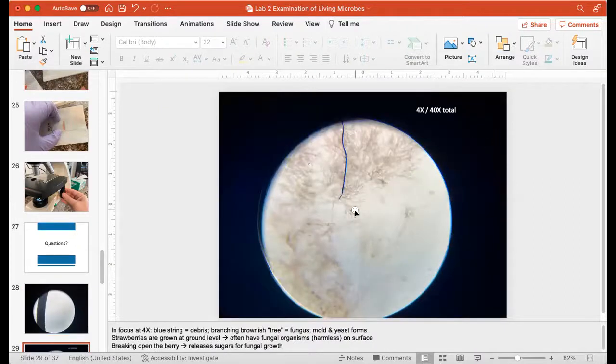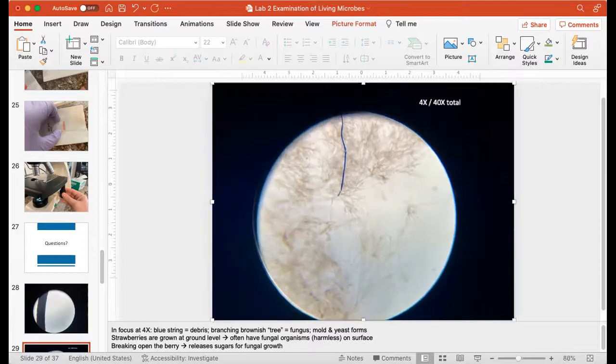So here's our specimen. We are under a 4x lens, a low power lens. And remember, that's a 40x total magnification because I take the power of the lens, that's 4x, and I multiply it by the eyepieces, which are 10x. 4 times 10 is 40. I have 40x total magnification here.